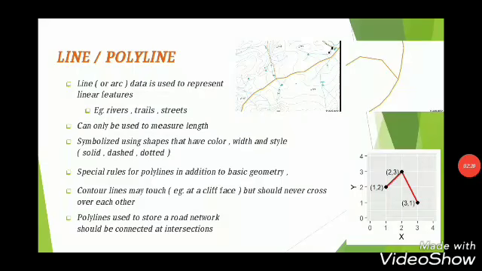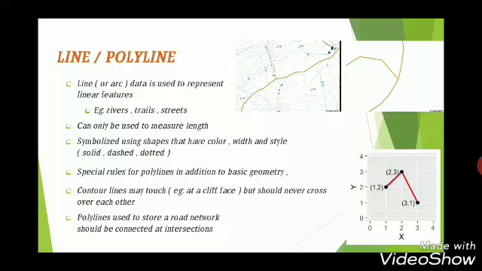The second one is line or polyline. When two vertices are joined, it forms a line. When more than two are joined, it forms a line of lines and hence a polyline. They are used to represent linear features, for example rivers, trails, streets, contours, footpaths, etc. Since they are one-dimensional, they can only be used to measure length.